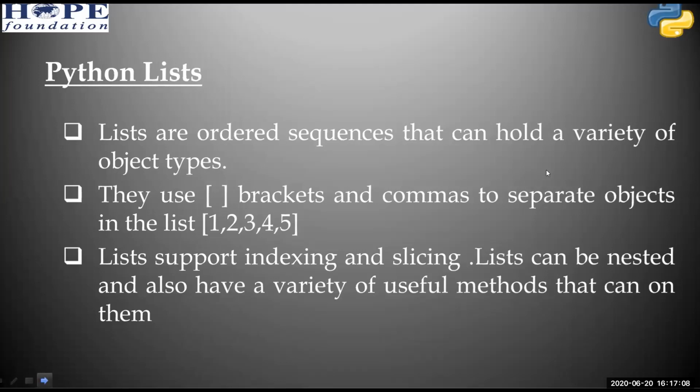A Python list is an ordered sequence that can hold a variety of objects. They use square brackets and commas to separate the objects in the list, like 1, 2, 3, 4, 5. We can give strings here, and we can also give floating point numbers. These are all called objects, elements, or items. With the separation by commas, one is called an element, two is called an element, three is called an element, and four is called an element.